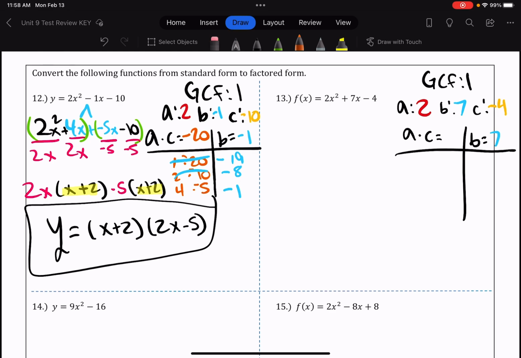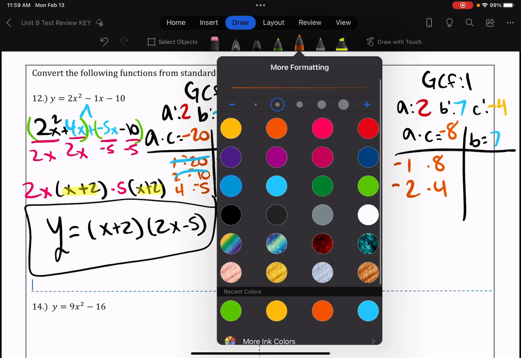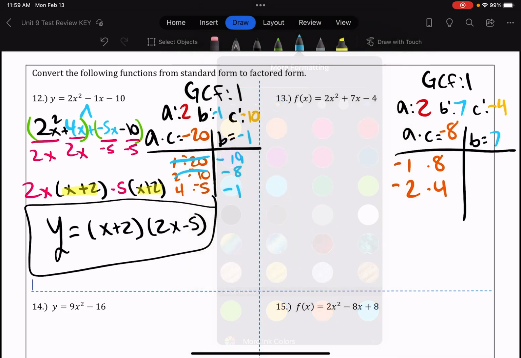Now, 2 times negative 4 yields negative 8. So I've got to find two numbers that multiply to negative 8 but add to a positive 7. I know the factors of 8 are 1 times 8 and 2 times 4. I want them to multiply to be negative but add to be positive. So therefore, my smaller factors are going to be negative in this case. My bigger factors should be positive.